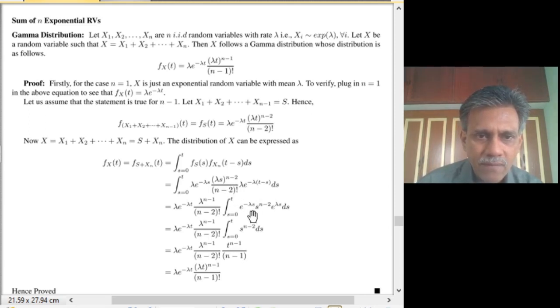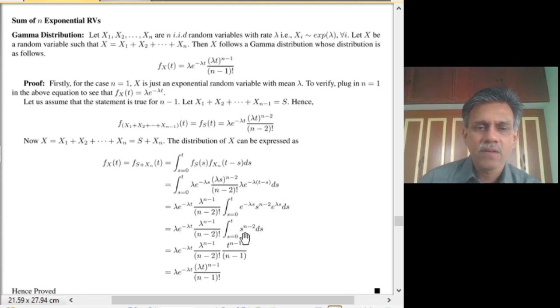Here we will have s power n minus 2 will be there. Here we will have e power of minus lambda s. Here we will have e power of plus lambda s, power n minus 2 into ds. These two factors cancel each other. So we only have s power n minus 2 into ds.